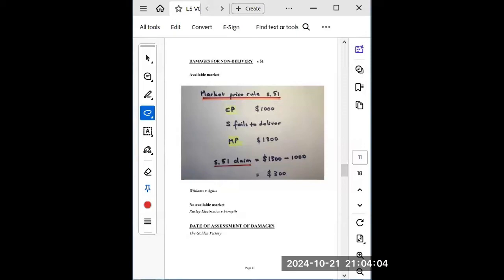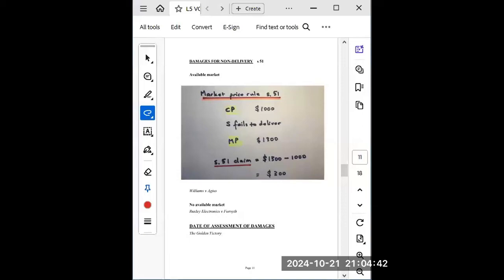Remember, the court has a discretion always to reduce the damages to actual damages if that is less than the market price rule. Now, if there is no available market, maybe because the buyer buys a special one-off machine, then the buyer claims his loss subject to the remoteness rule. You know Hadley against Baxendale. Effectively, this means the buyer is entitled to claim his loss of profit or the cost of repair, as long as the repair cost is reasonable.